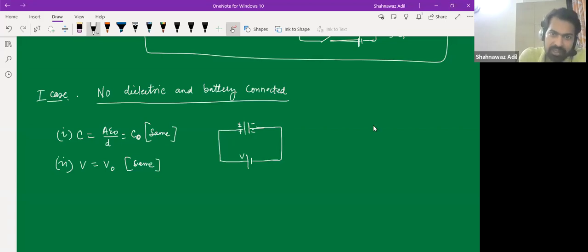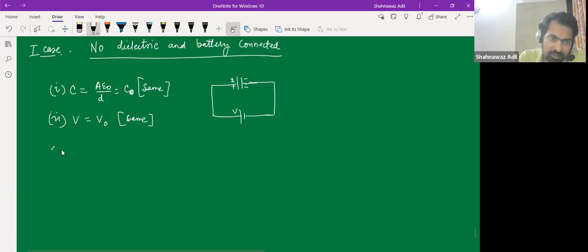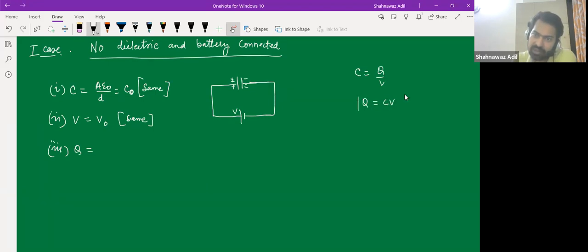The other is the charge. In terms of C and V, what is the charge? As you said, Aisha, C is Q by V, so Q is C into V, which is C naught into V naught, which is Q naught. So that is also the same.